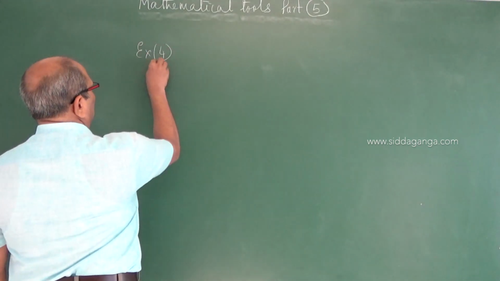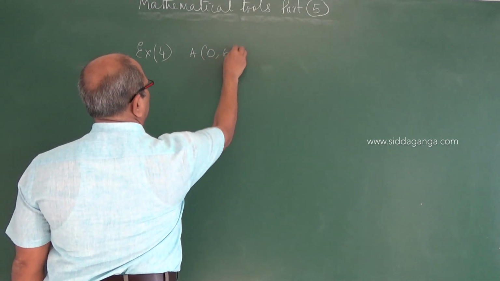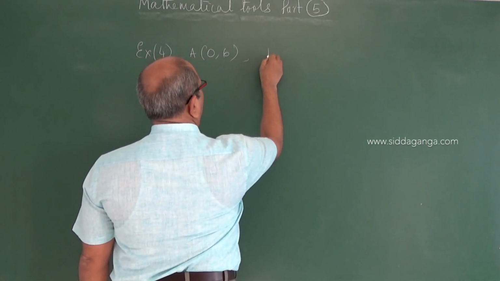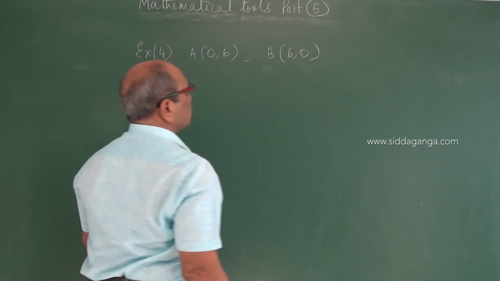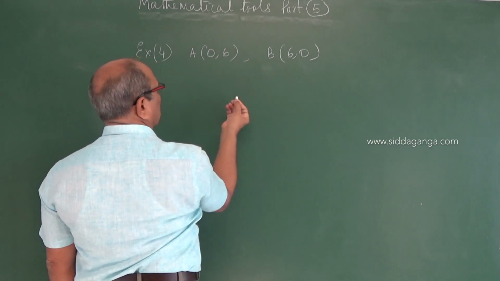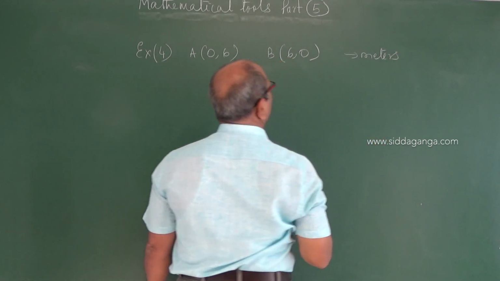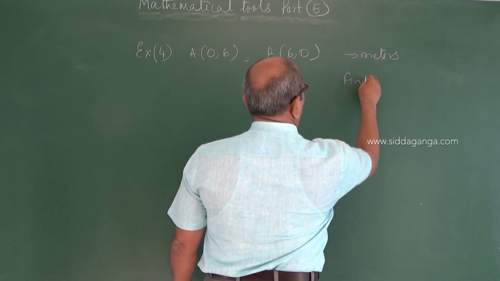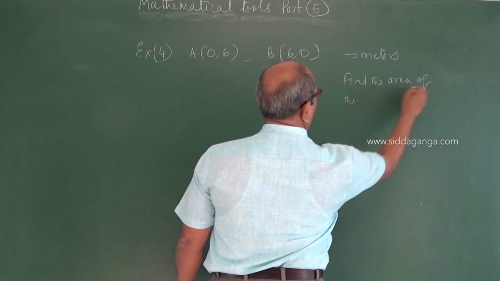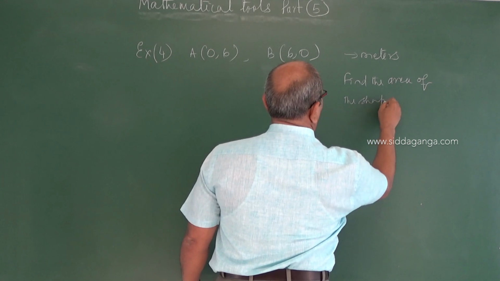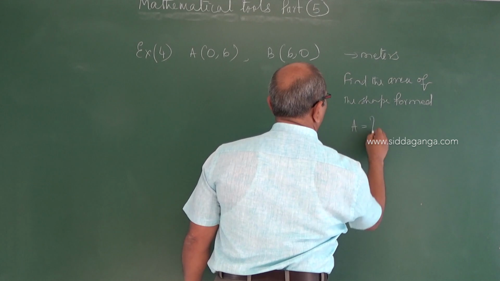So if you want to calculate the area, they have given the point A as (0, 6) and another point B as (6, 0). All measurements are in meters. Find the area of the shape formed. We have to find the area of the shape.